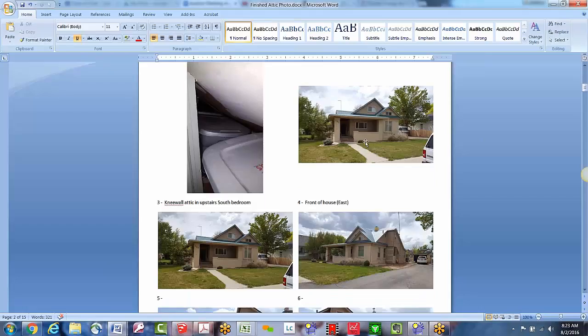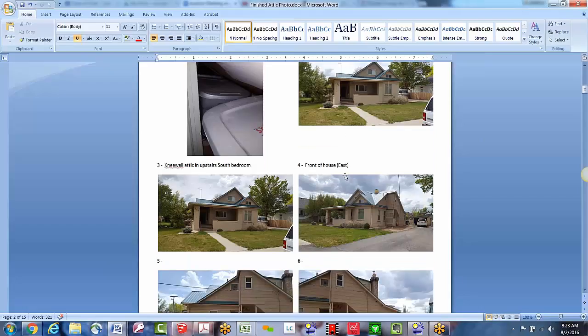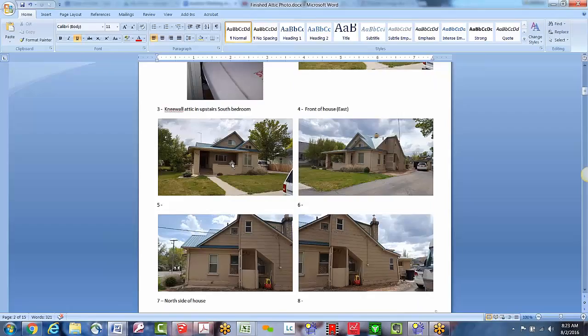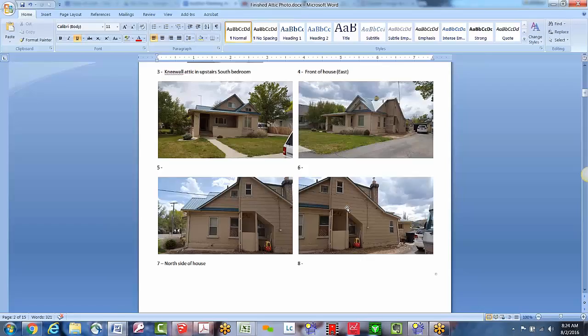Here are some of the photos of the job. As you can see, this particular house is a two-story house, and obviously the second story is built up in that attic, so we've got to break apart all the parts of that attic and make sure that they are all represented in the audit.